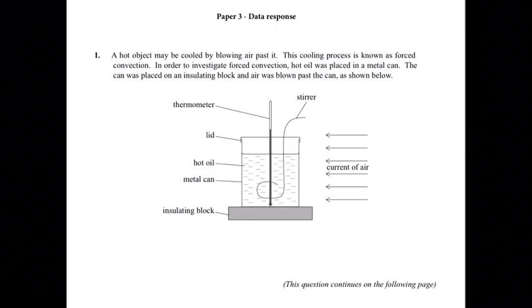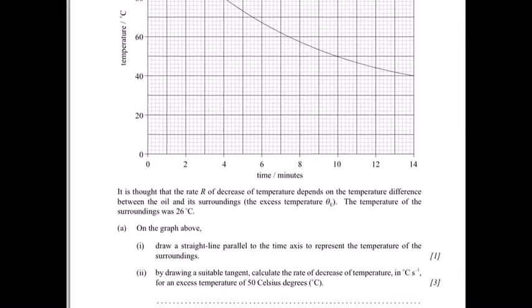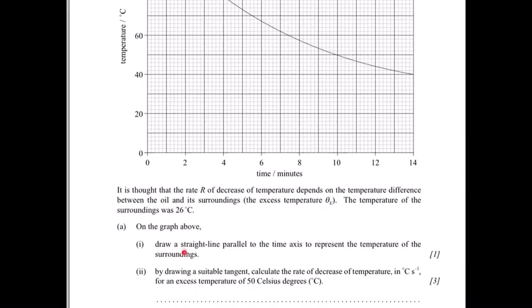The final question is a paper 3 data response type question, all about cooling of oil inside a can. A graph is shown of temperature over time, and the first part of the question asks you to draw a straight line which is parallel to the time axis to represent the temperature of the surroundings. Well, it tells us here the surroundings are 26 degrees.